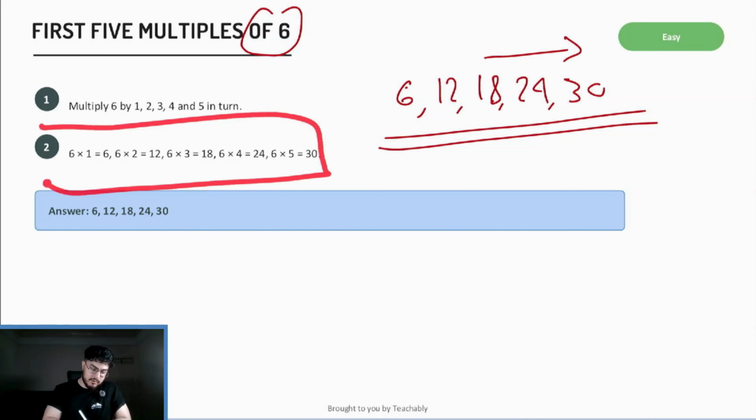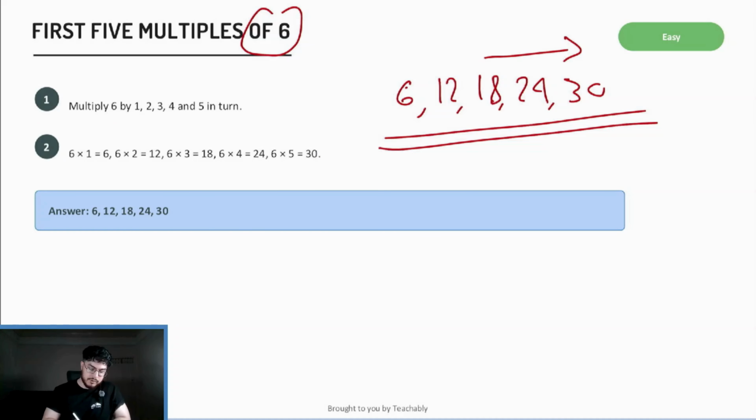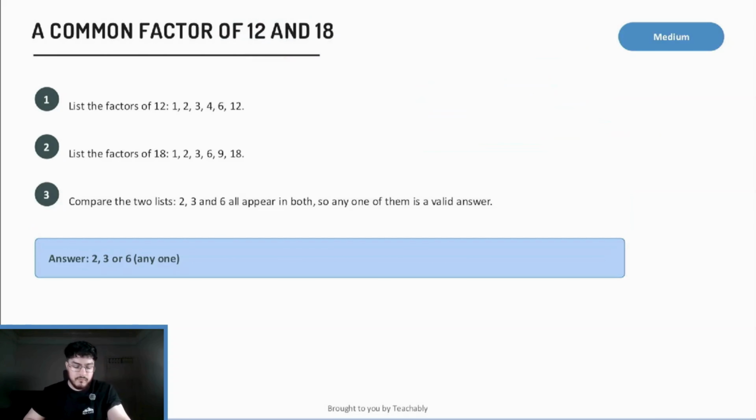And this is the methodology of how to get that. And so how would you write that on your answer line? You'd write 6, 12, 18, 24, and 30. Moving on, write a common factor of 12 and 18. Again, let's write out all of the factors of 12.